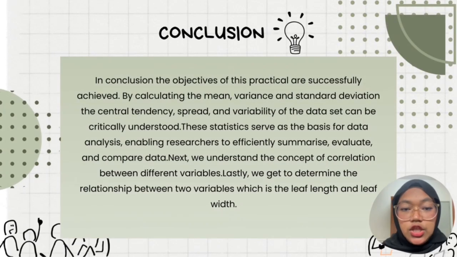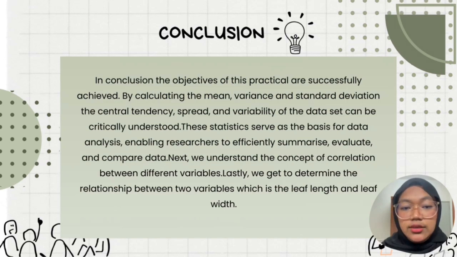Next, in conclusion, the objectives of this practical are successfully achieved. By calculating the mean, variance, and standard deviation, the central tendency, spread, and variability of the dataset can be critically understood. These statistics serve as the basis for data analysis, enabling researchers to efficiently summarize, evaluate, and compare data. Next, we understand the concept of correlation between different variables. Lastly, we get to determine the relationship between two variables, which are the leaf length and leaf weight.